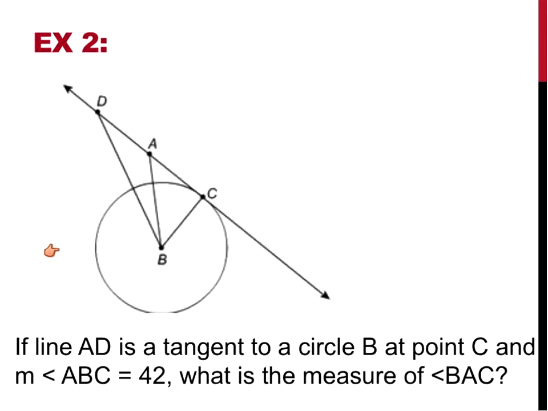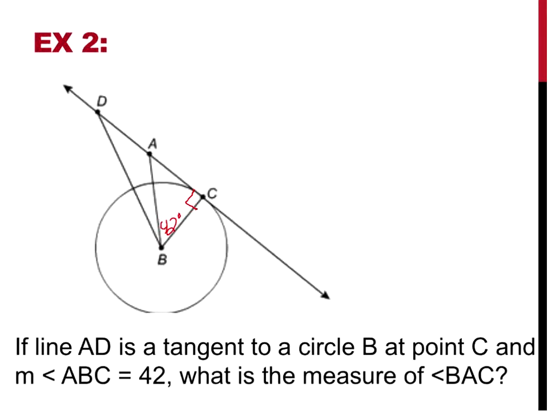Same picture, but I'm changing up your numbers again. So if line AD is tangent to a circle B, what's the very first thing I need to add to my picture? What does tangent mean? 90. Please draw in your 90. And the measure of angle ABC is 42. So here we go. ABC is 42. Let's put our 42 in there.